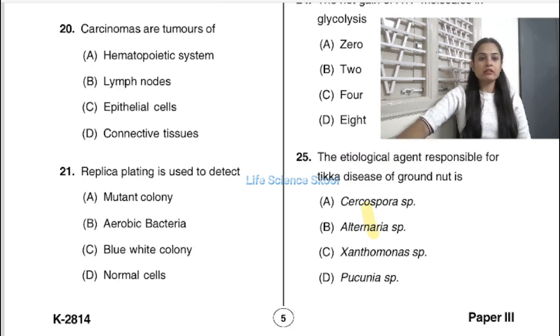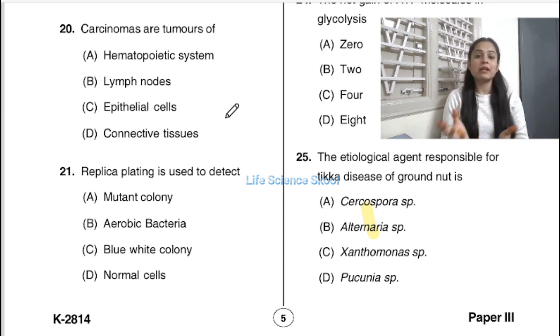Moving on to the 28th question. 28th question is like this: carcinomas are tumors of option A, hematopoietic system, option B, lymph nodes, option C, epithelial cells, option D, connective tissue. So carcinomas are tumors of, let us look at the option A, hematopoietic system. Hematopoietic system means it is a process of developing the blood cells, different types of blood cells are there, right? So that development happens from the hematopoietic system. So it is nothing to do with the tumor.